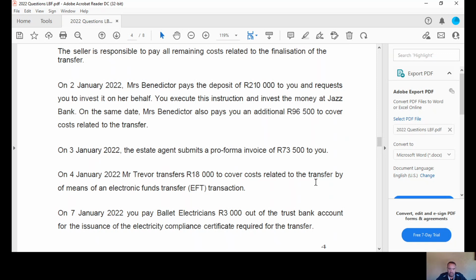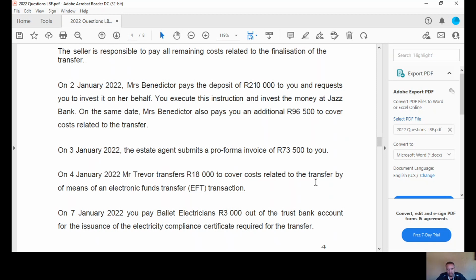Okay, so then there's a second trust cash book entry there where you're going to move the money from your trust account into the section 86 investment account. You execute this instruction and invest the money at Jazz Bank. On the same date, Mrs. Benedicta also pays you an additional 96,500 to cover costs related to the transfer. So the 96,500, simple trust cash book receipt.